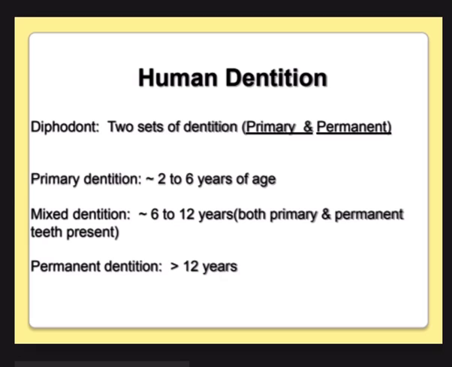From 6 years to 12 years you will have both primary as well as permanent teeth in your oral cavity. That phase is called mixed dentition. Mixed means you will have both primary as well as permanent, and by 12 years of age you will lose all your primary teeth. Your primary teeth will start shedding by 6 years, when your primary mandibular central incisor goes. By 12 years you will lose all your 20 primary teeth, and only your permanent teeth will be present. That marks the beginning of your permanent dentition.